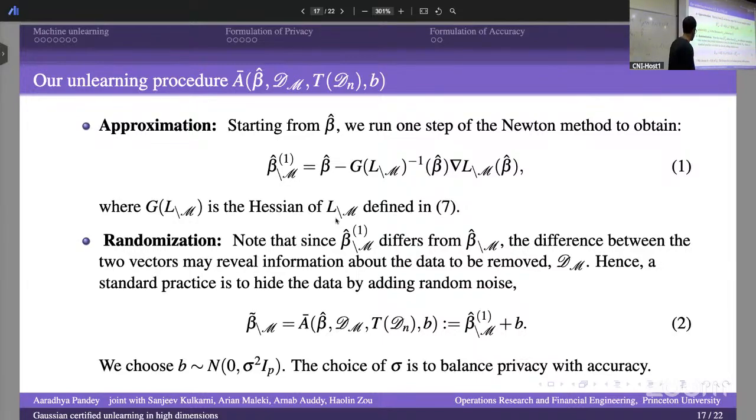So we have to add noise, and this is the amount of noise we add, which is basically a Gaussian noise. But the question is, what is the sigma that we should be choosing so that we can have both sides? That means we are able to preserve epsilon privacy or epsilon Gaussian certifiability, and as well as the generalization error goes to 0. So that's the question.